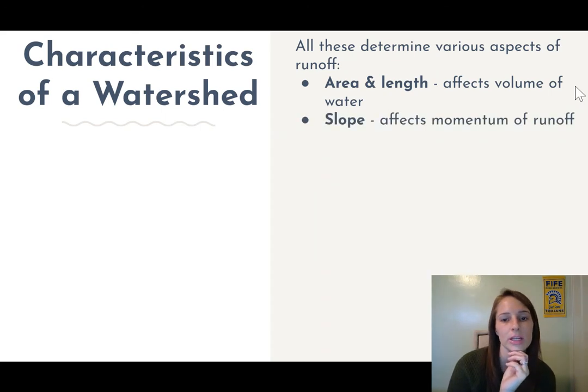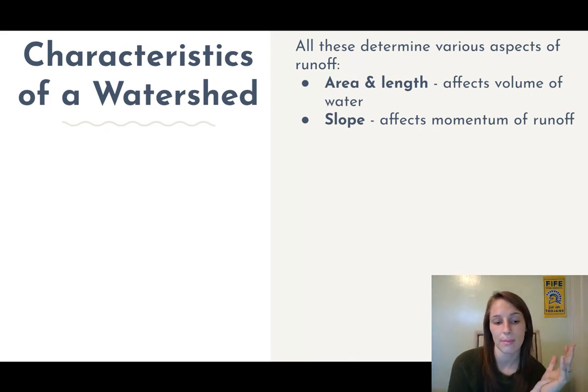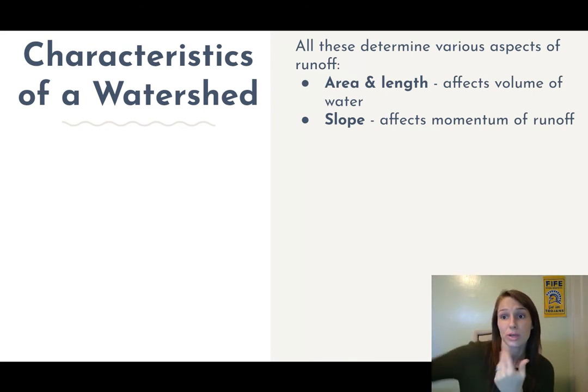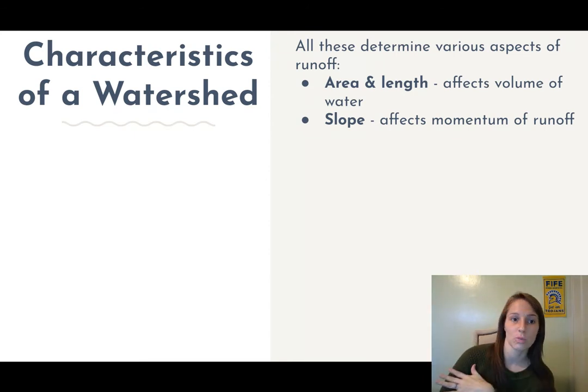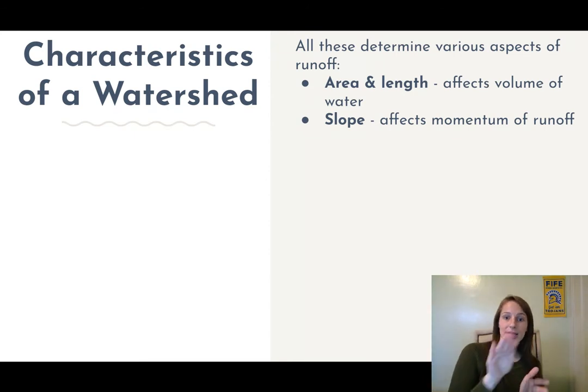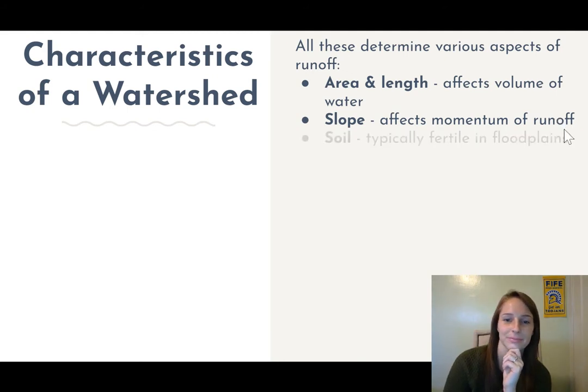The other thing is going to be the slope. This is going to affect the momentum of runoff. You could have a watershed in the Cascade Mountain ranges where water is coming down steep mountains, or you could have it in eastern Washington where, technically, it's a little hill, so it's going from high to low, but that's going to be a very different slope, and the momentum of the runoff is going to be very different than if we were talking about water that's running off of Mount Rainier.